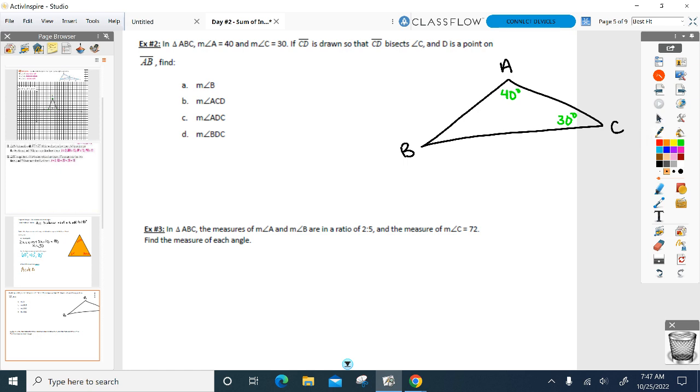And we're going to draw CD. So it bisects angle C. Okay. So angle C is going to get bisected. D is somewhere on AB. Somewhere on AB is point D, and we're going to connect that to make a line segment CD. And remember, it's bisecting angle C.